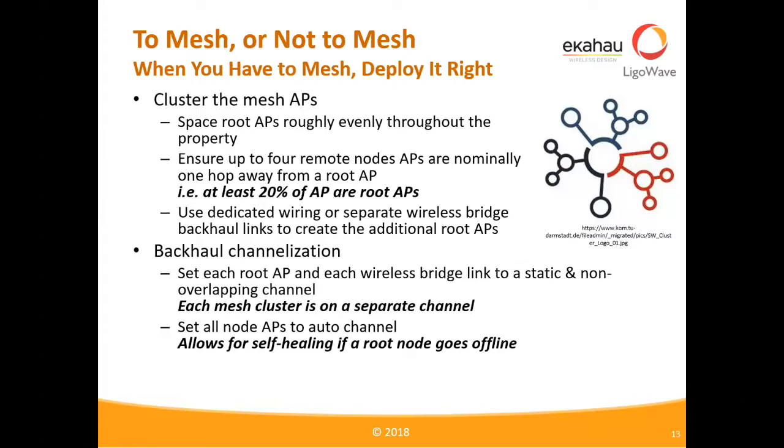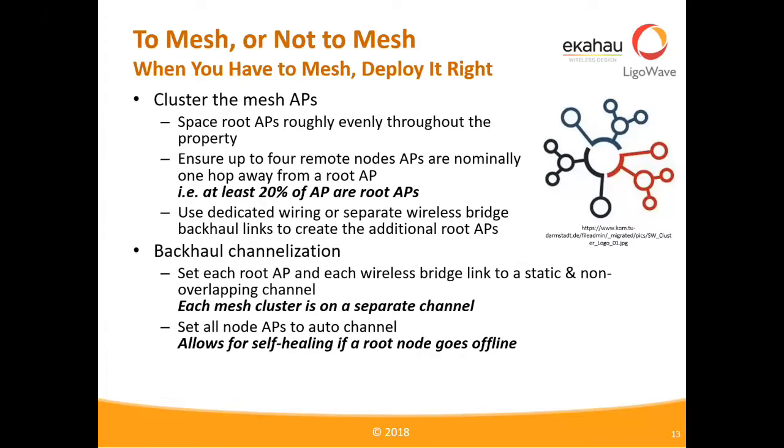So when you do the channelization, you're going to set each of your root APs and each wireless bridge link to a static and non-overlapping channel, so that each mesh cluster is on a separate channel. You're then going to set all of your node APs to auto channel, and you do that because the node APs are going to be looking around and scanning the channels to try to find the nearest root AP. They'll hopefully find the root AP that you've designated for them if you've laid it out closely enough, and they'll connect to the root AP that you want.